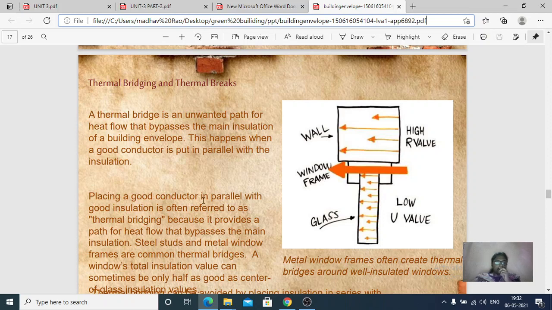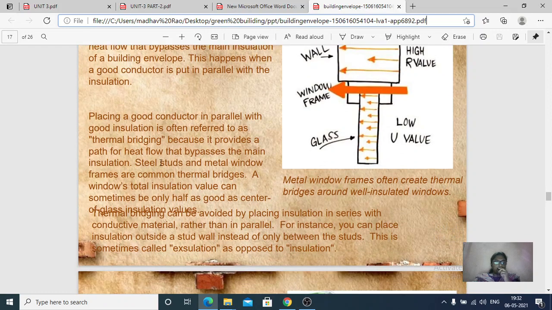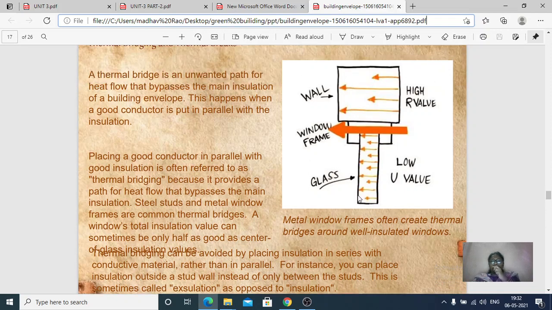So right, placing a good conductor in parallel with good insulation is often referred to as thermal bridging because it provides a path for heat flow that bypasses the main insulation. So right, metal window frames often create thermal bridges around well insulated windows. Here you can see the glass which you have insulated. Here you will have a window frame and here you will have the wall.